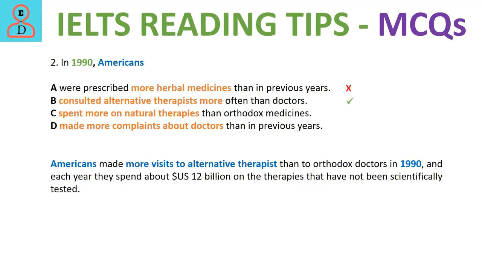In the third option, it is said that Americans spent more money on natural therapists as compared to regular medicines. Clearly, there is no comparison between natural medicine and regular medicine. There is an amount of money given, but that is only for alternative therapies, without any comparison with regular medicine. Hence, we will mark a cross here.